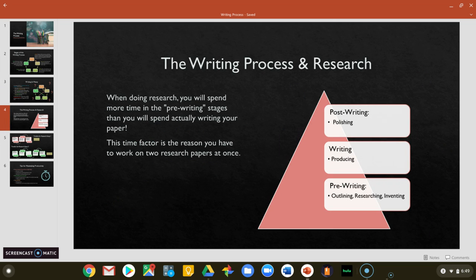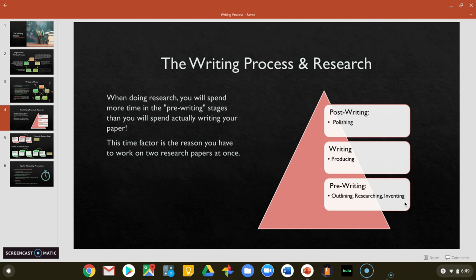So the last point I want to make about the writing process is that you have to shift your expectations of where your time is going to be. With a lot of papers you maybe wrote in English 1613 or in high school, you just sort of sat down and wrote the paper and then you were done. But with research writing, you have to do a lot of what we call pre-writing. So in this pre-writing stage, you're basically doing your invention of thinking what you're going to write about, you're doing your researching, and you're doing your outline.